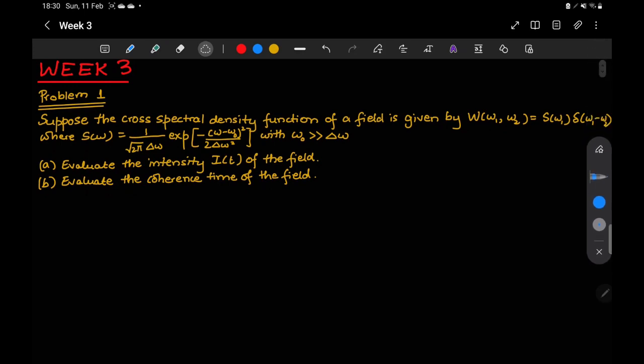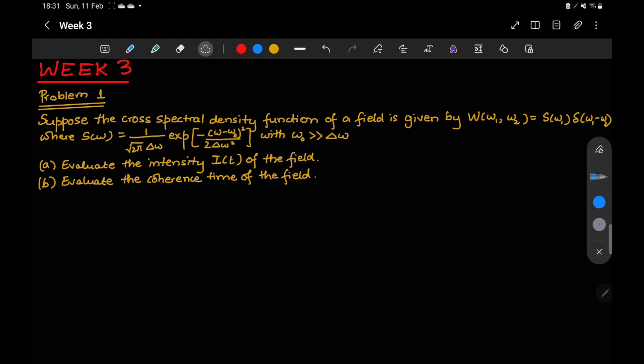Let me read out the question first for all of you. So this is problem 1. Suppose the cross-spectral density function of a field is given by W(omega 1, omega 2) equals S(omega 1) delta(omega 1 minus omega 2), where the expression for S(omega) is given as follows. It's a Gaussian distribution, and omega naught is much larger than delta omega. That means the width delta omega is much smaller than the peak location omega naught.